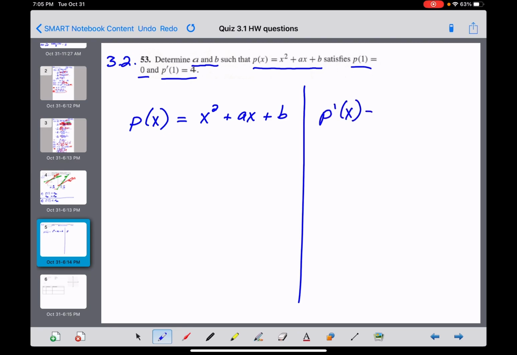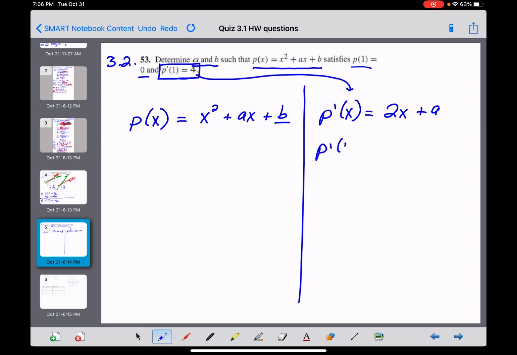P prime of x, then, the derivative of p of x, is just going to require the power rule. The derivative of x squared is going to give us a 2x, and the derivative of ax is going to be whatever a is. And since b is a constant, that derivative is 0. It doesn't show up here on the right at all. And now, I think I have enough information to take this little tidbit right here and use it to figure out the value of a.